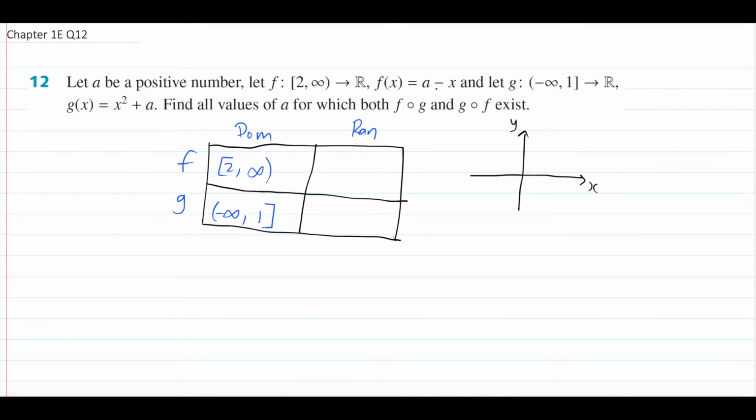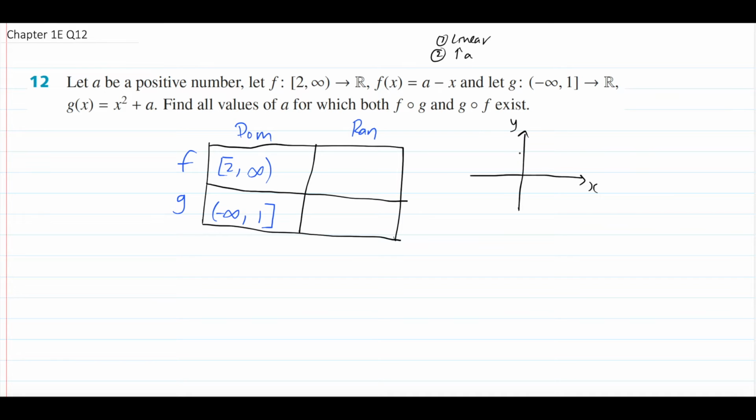The function f(x) has the equation a minus x. The first thing we realize is, one, it is a linear function, and two, it has been shifted up by the value of a. A linear function typically would look like this right here, but it's been shifted up. The reason it's shifted up is because a is a positive number. So if a is 2, then it gets shifted up by 2. If a was 3, then it gets shifted up by 3.